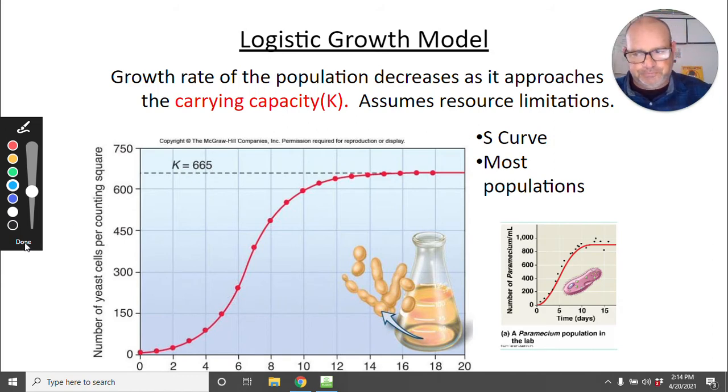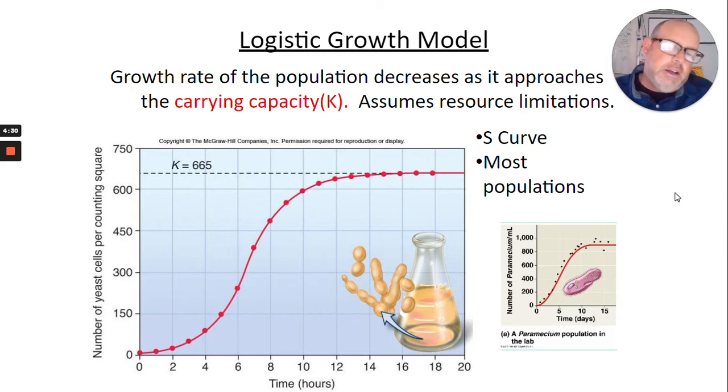But basically, the J curve, the exponential one, is not going to have a lot of limitations. They're going to have all the resources they need. There's no limiting factors. With these, there are going to be limiting factors. Something is not allowing this population to keep growing like that. Maybe it's a lack of food. Maybe it's a lack of mates. Whatever it may be, some sort of factor is limiting this population, right? This one in particular is on yeast cells, so it would probably have something to do with nutrients or space or something like that.